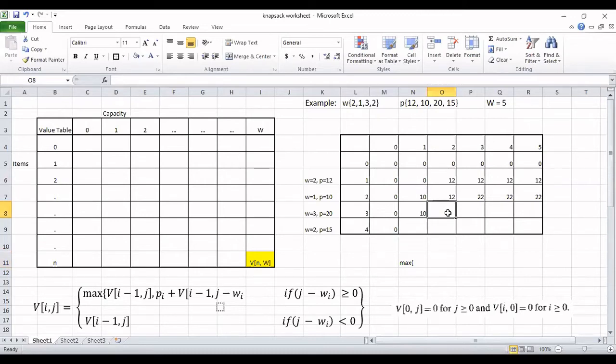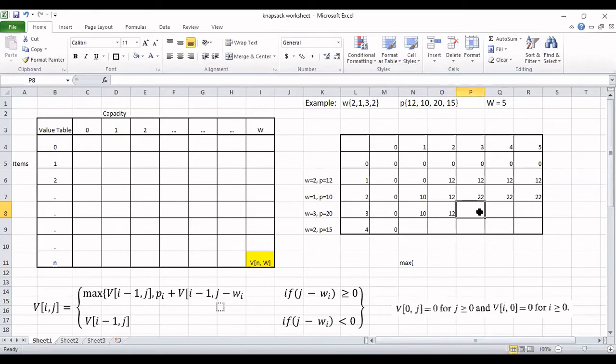V of 3 comma 2. We have previous V of 2 comma 2. So what can be the value of this? 12. J is 2, Wi is 3. So 2 minus 3 is minus 1, a negative value. When it is negative, we will take the previous profit. Previous profit is 12, so we'll continue with that 12. That is what this equation says: when J is less than Wi, that is J minus Wi is less than 0, then we will take V of I minus 1, J, that is the previous calculated profit.